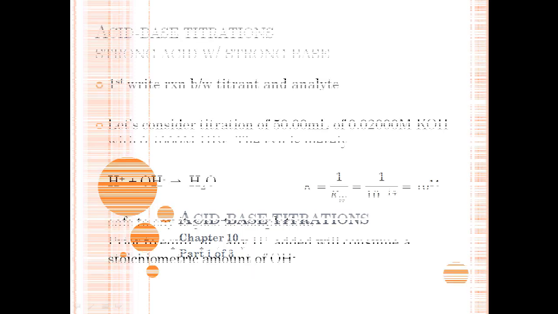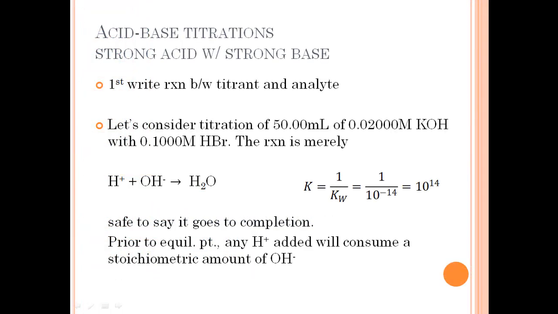Let's get started. So as we know, in a titration we measure the quantity of a known reagent required to react with an unknown sample. From that quantity, we can actually deduce the concentration of an analyte in an unknown. We're going to start with the easiest kind, which is acid-base titrations for strong acid with a strong base.